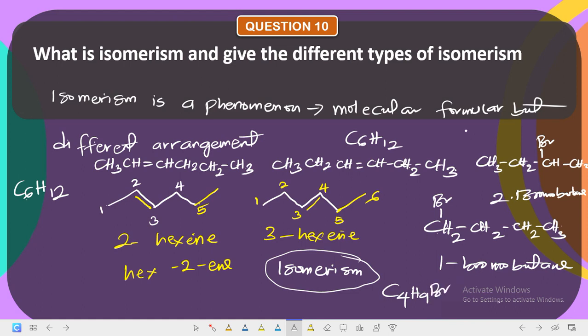Same thing applicable to this one. This one is what? 1, 2, 3, 4. C4. How many hydrogen? This is 3, 5, 6, and what? 9. H9, and then Br. So you see, they have the same formula, but different arrangements of atoms. This phenomenon is what is called isomerism.